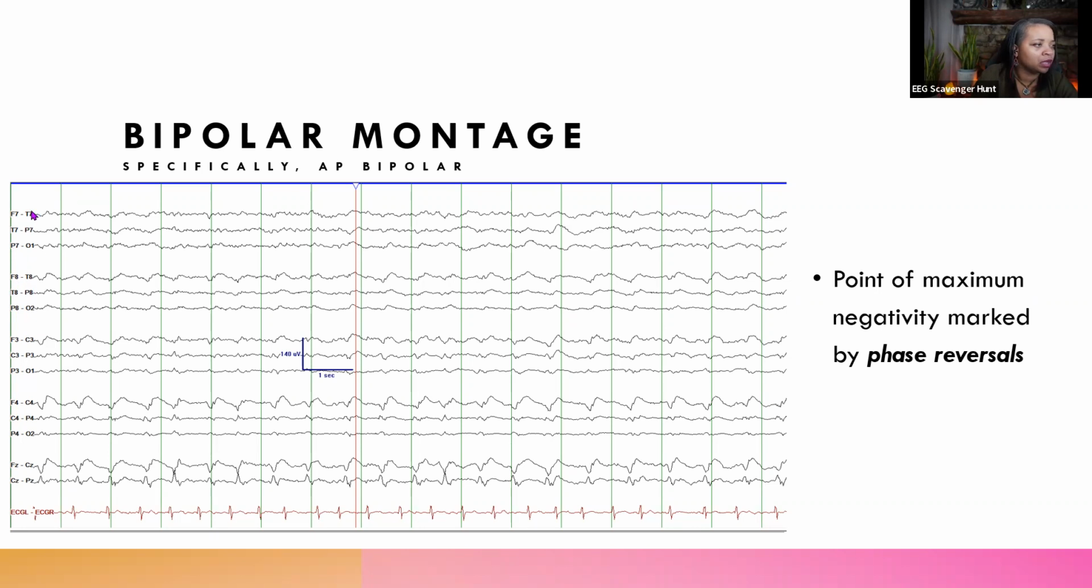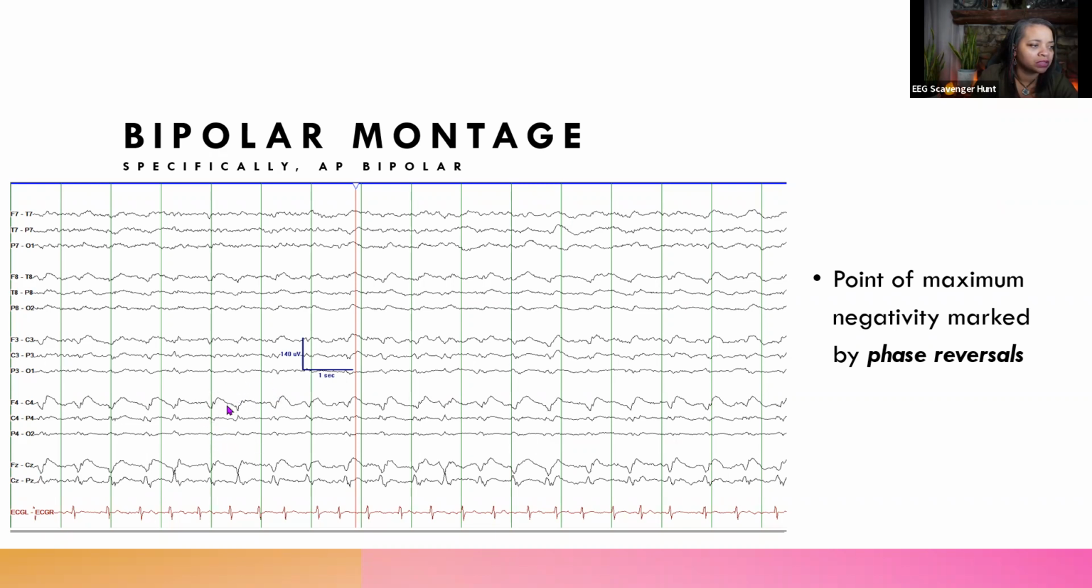Oh, excuse me. And this one, you have your left temporal over your right temporal. And then you have your left parasagittal over your right parasagittal here. You have your midline vertex electrodes down here and your EKG. And when you're looking at this one, a phase reversal happens over here. So this is a great example of a phase reversal right here.